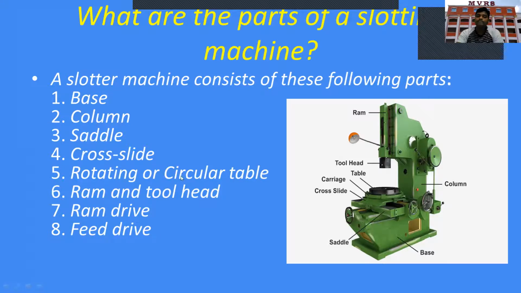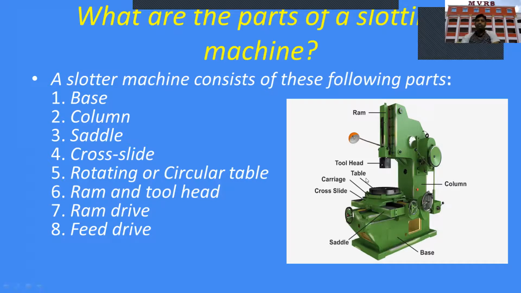Next one is the rotating or circular table. So this is the table. It is used for rotation. Whenever the job that is to be done is placed here, it can be rotated. Next one is the ram or the tool head. This is the ram or the tool head. Next one is the ram drive, and the last one is the feed drive.